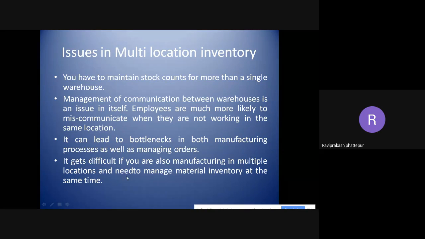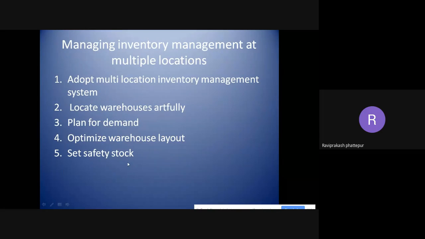Okay, in multiple locations to keep track. So that is one of the issues. Then what could be adopted? Multi-location inventory management softwares are there. What comes in, what goes out, you can just check on your mobile or in your system. It will tell you all the details, like how much is present in each warehouse.